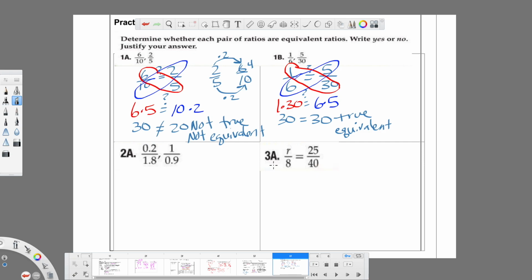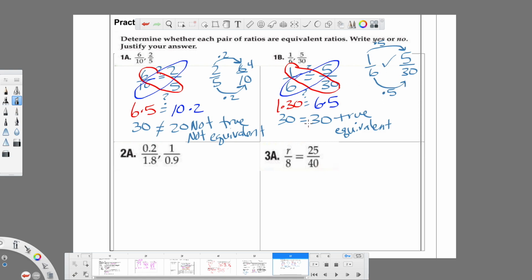So this one is equivalent. So I could do that same idea that I did on this one, and I could go 1/6 and then 5/30. Well, to go from 1 to 5, I'd have to multiply by 5. 1 times 5 gets me 5. So if I do that same thing on the bottom, 6 times 5 gets me 30. Check. That guy works. So they are equivalent.